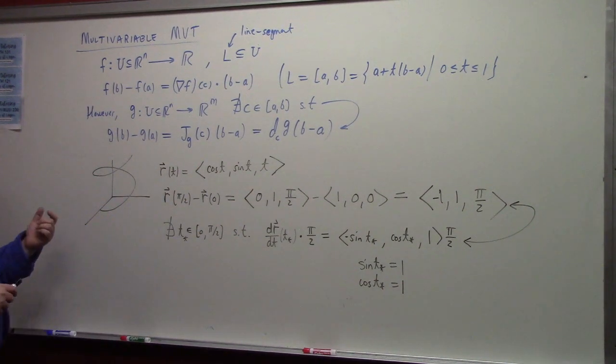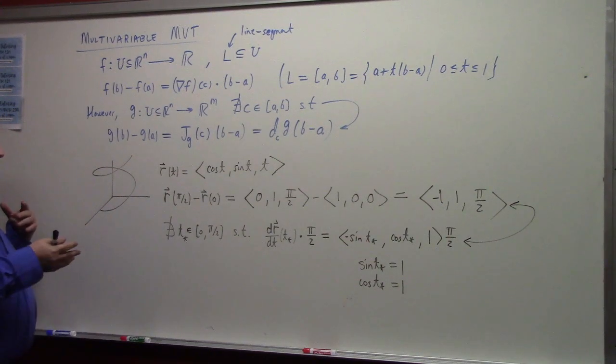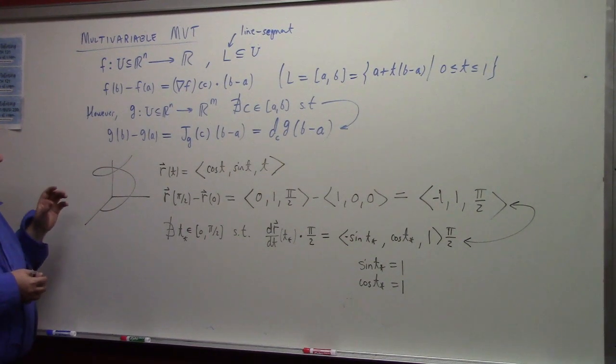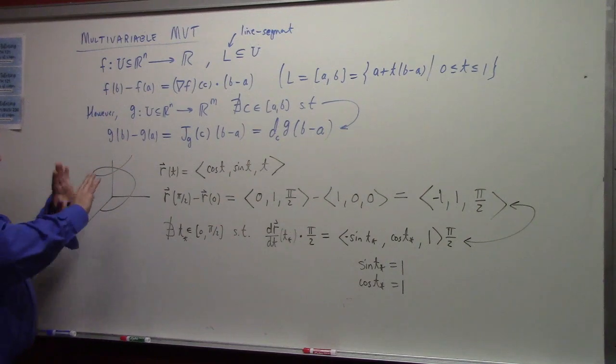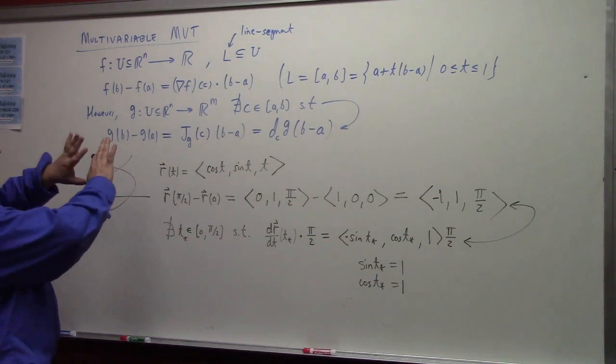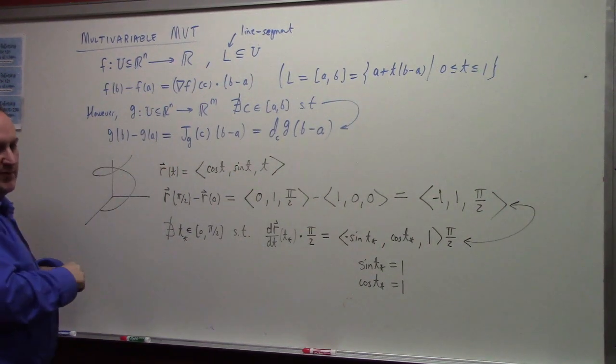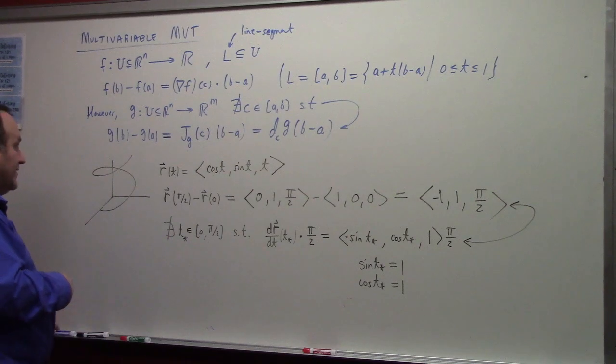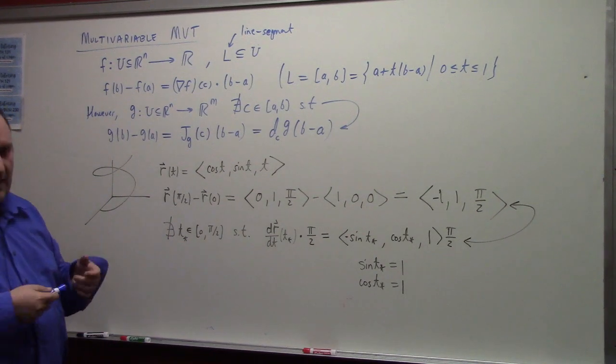I've done this before, but this is a good counterexample. So this would be the naive multivariate mean value theorem, which fails.